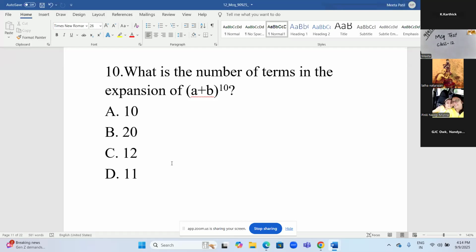What is the number of terms in the expansion of (a + b) power 10? So your options are 10, 20, 12 and 11.